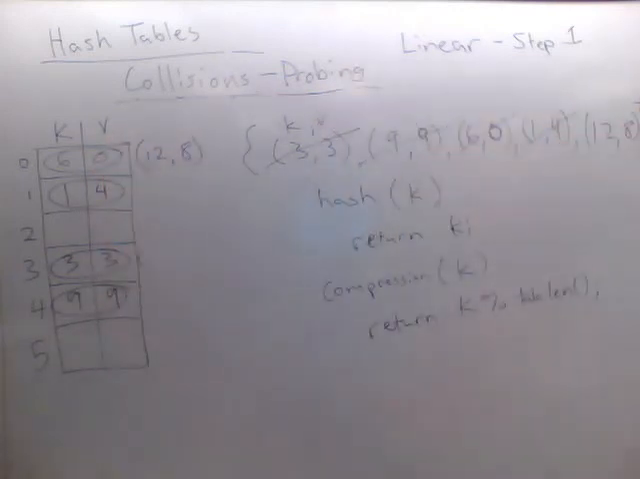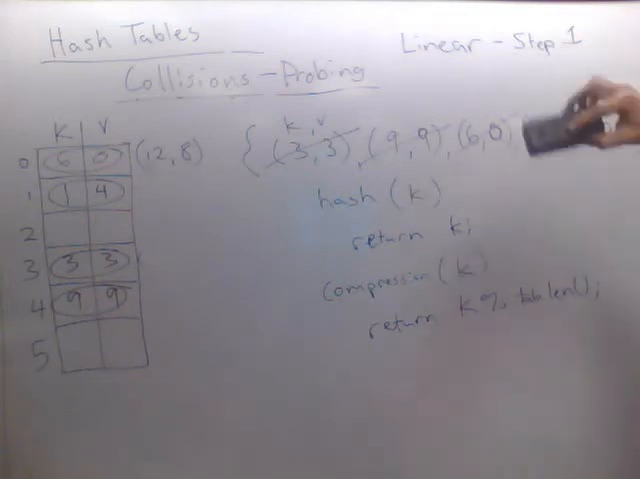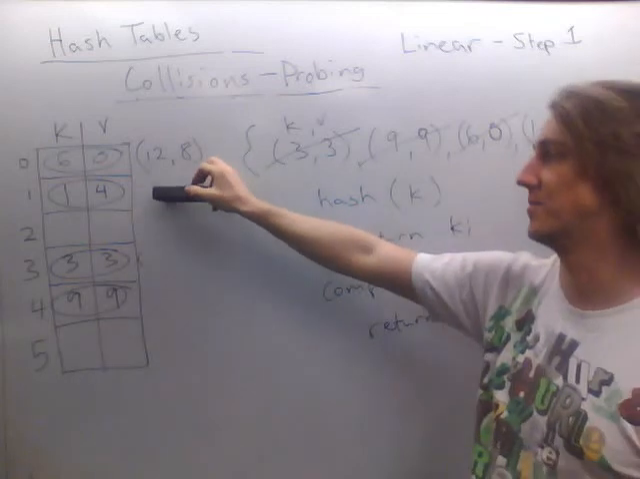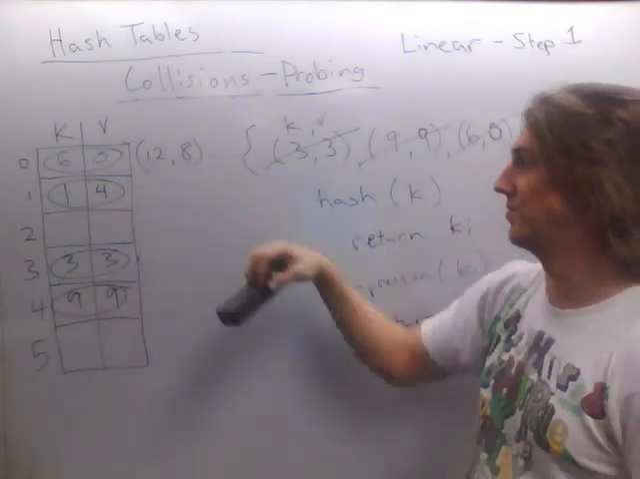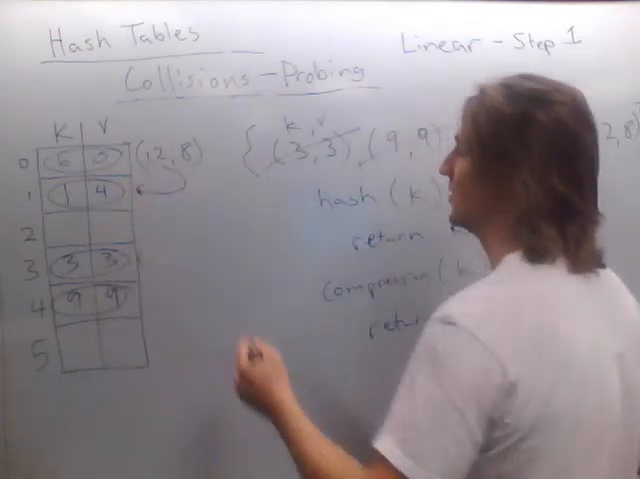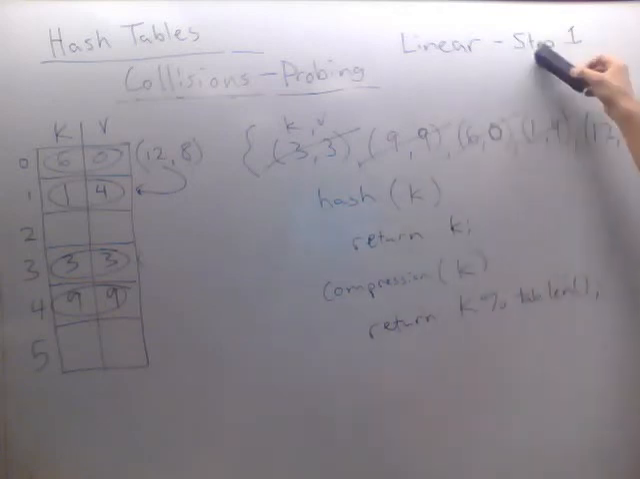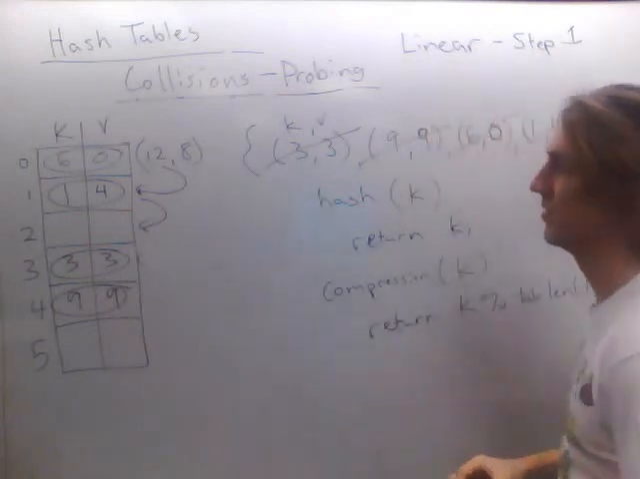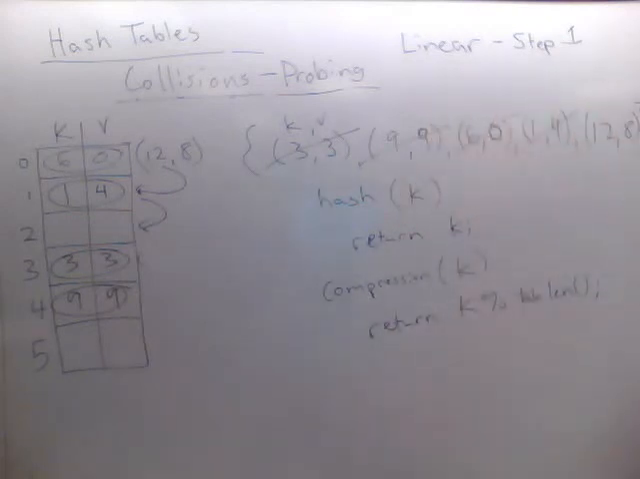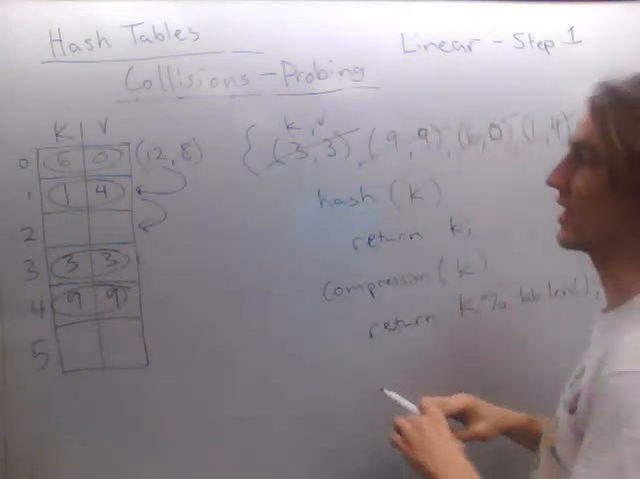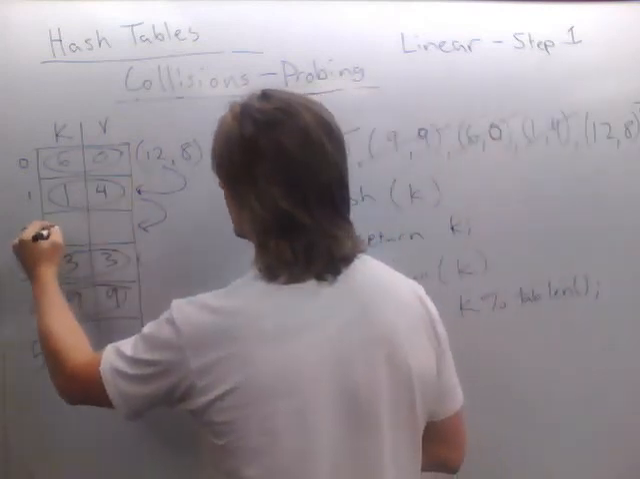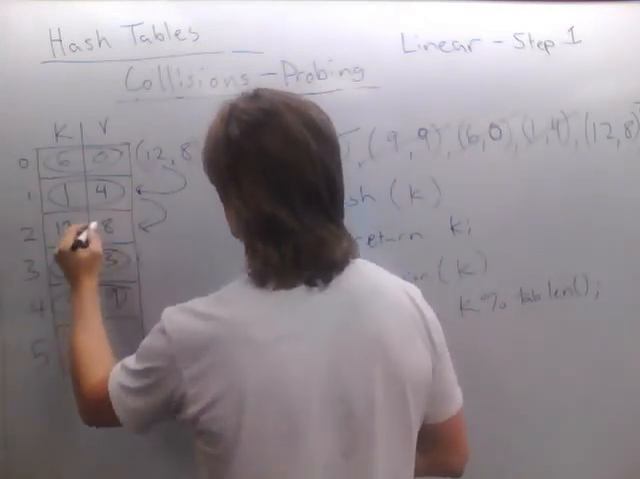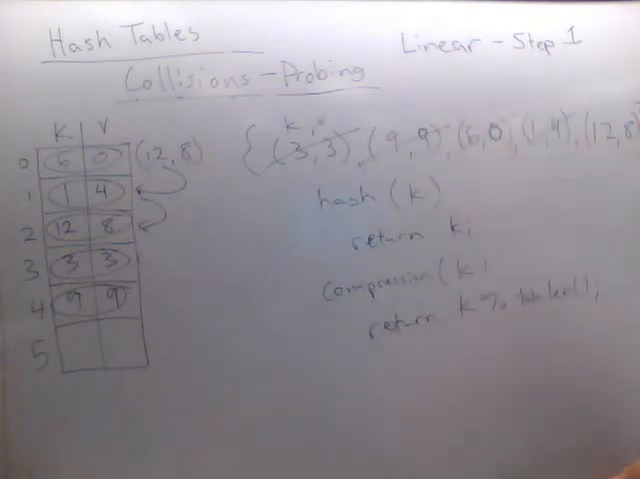So I want to insert it into index 0, but I can't do that. It's already full. So linear probing says take one step. So I look at index 1, that is also full. Take another step. Look there, that's full. Take another step. All right, that's empty. So I can insert it here. So you can see we had to take a few steps, but eventually I found an open spot.